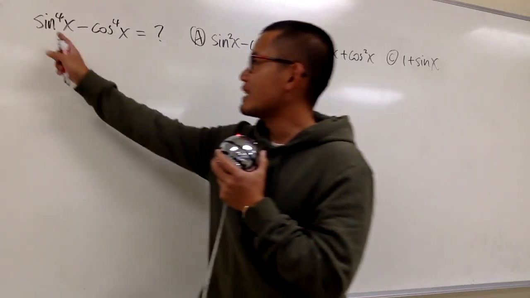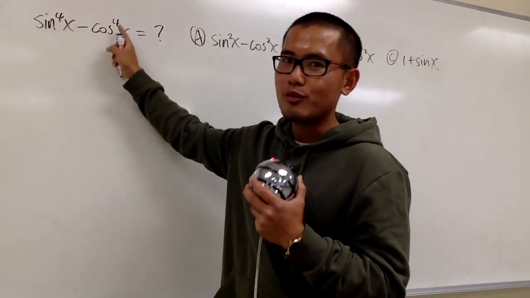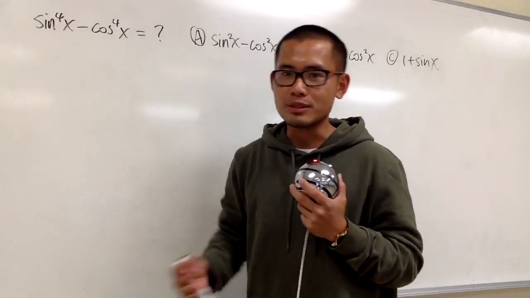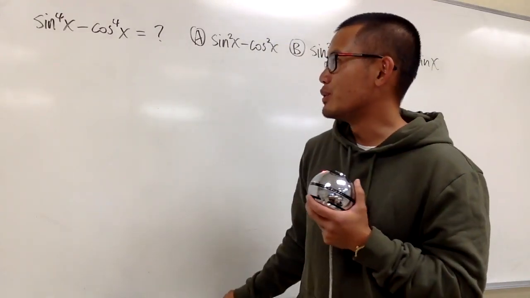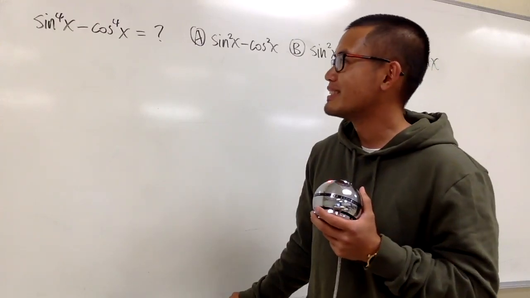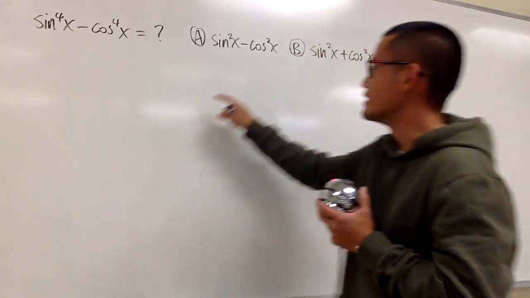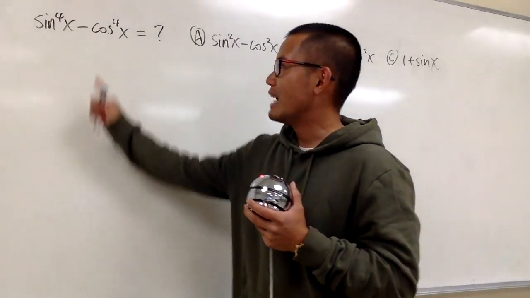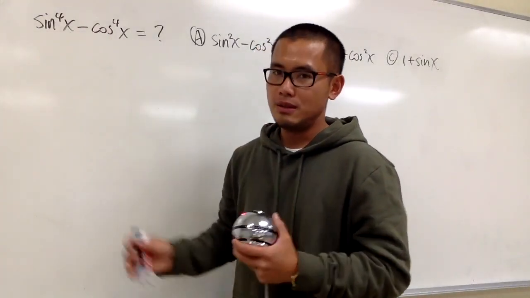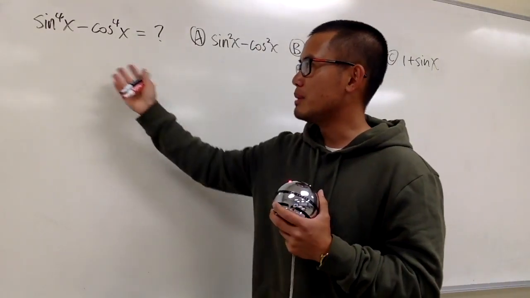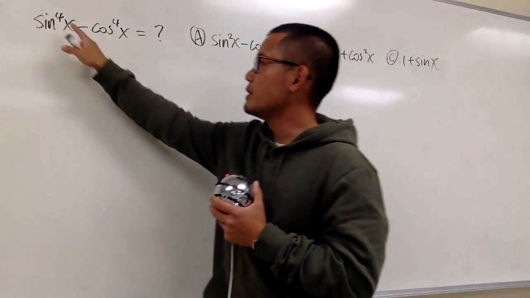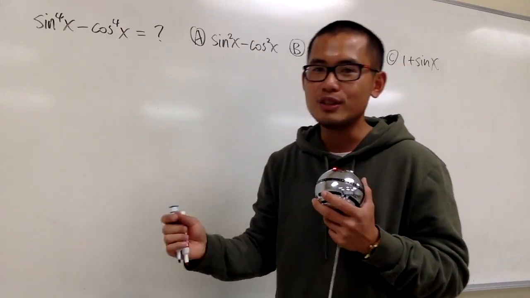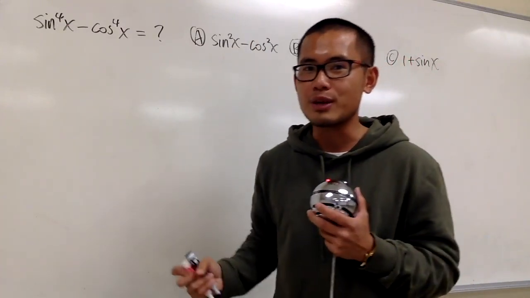Here we have sine to the fourth power x minus cosine to the fourth power x. Well, yes, both terms are in terms of sine and cosine already, so there's nothing that we need to do for that, right? But what can we do to get this to be the same as one of these right here, right? Well, we have a difference of two terms. So I suspect that we may be able to factor this out. And also because we have the fourth power, yes, I can just go ahead and use the difference of two squares formula to factor it out, right?